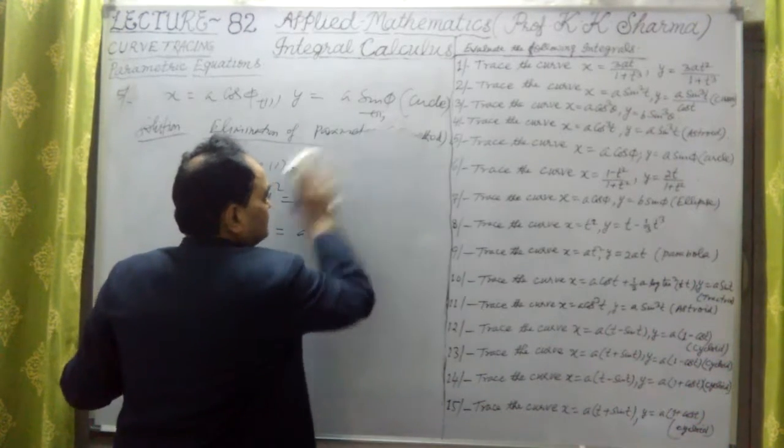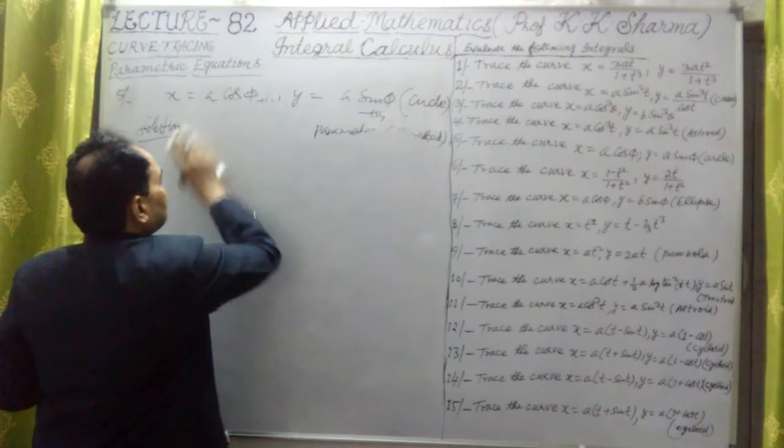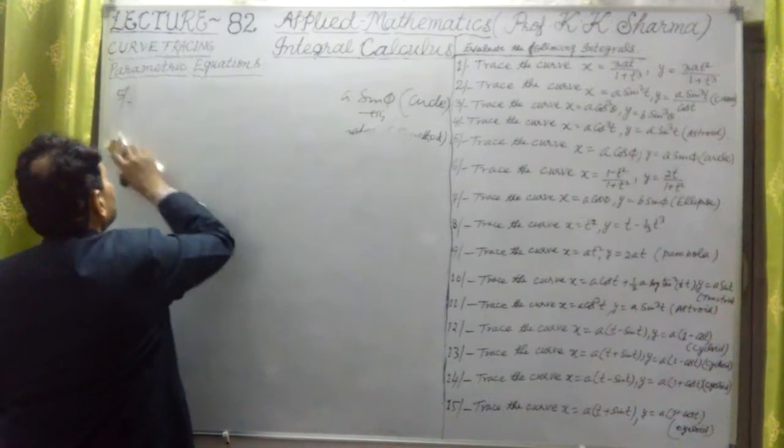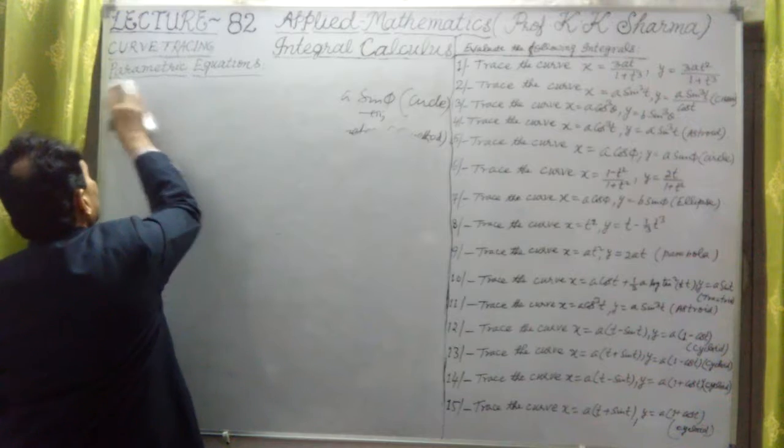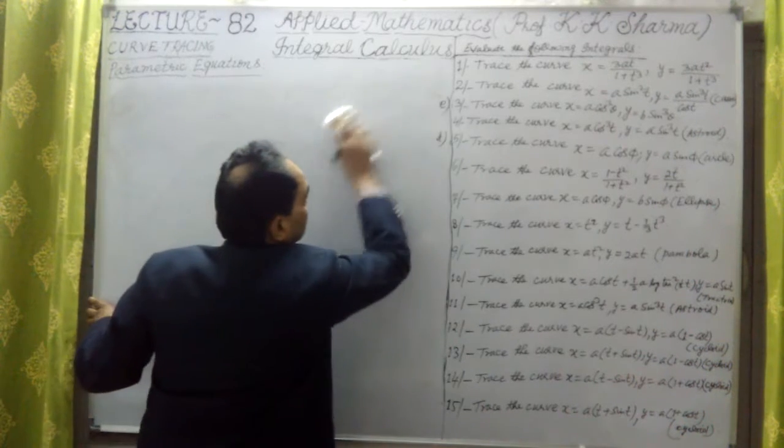Okay, so this is the Cartesian equation of the standard form of circle. Standard equation of a circle. No need of other things here.